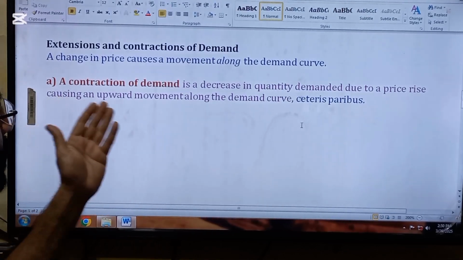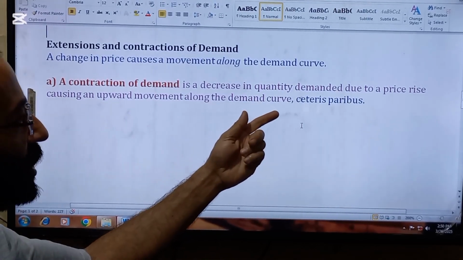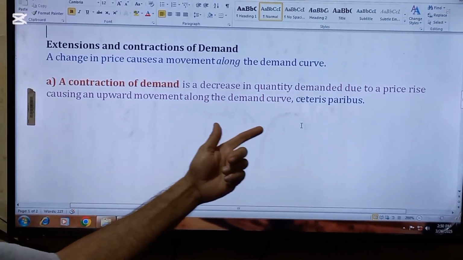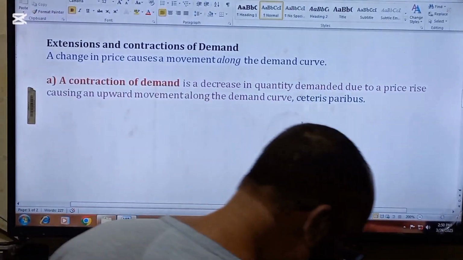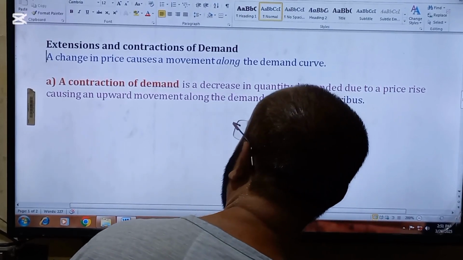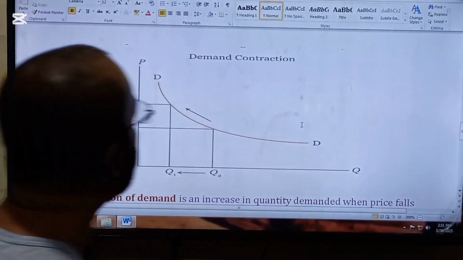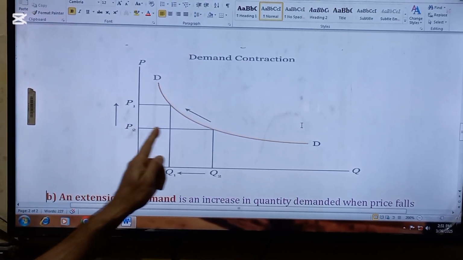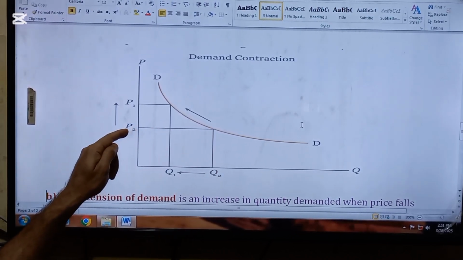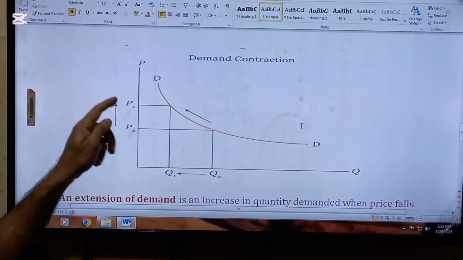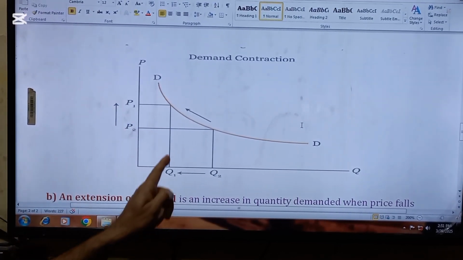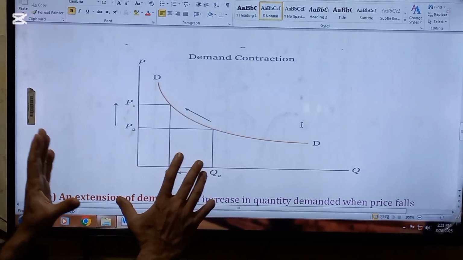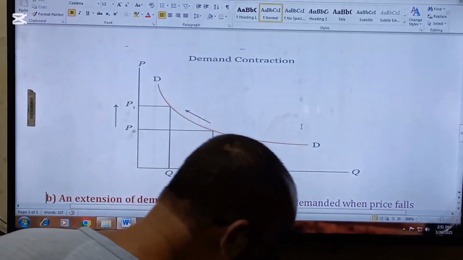Look here, contraction of the demand is a decrease in the quantity demanded due to a price rise, causing an upward movement along the demand curve, ceteris paribus, which stands for all other factors remaining constant. So look at the graph. When price is P2, demand at that price will be Q2. But when price rises from P2 to P1, quantity demanded will be reduced to Q1 from Q2. So this is the demand contraction graph.